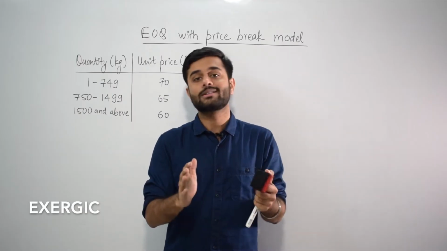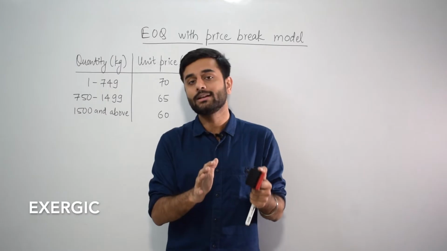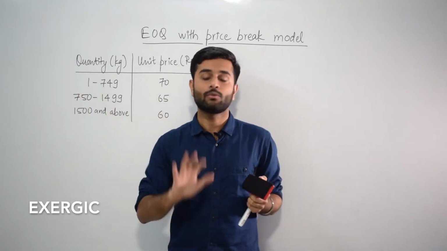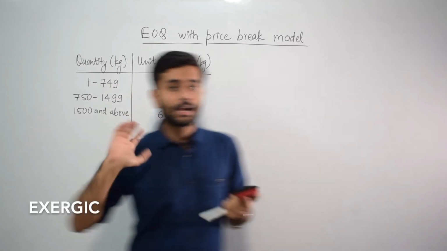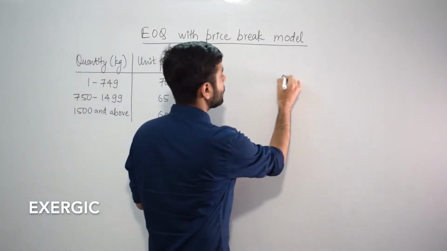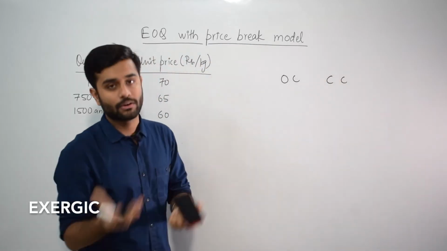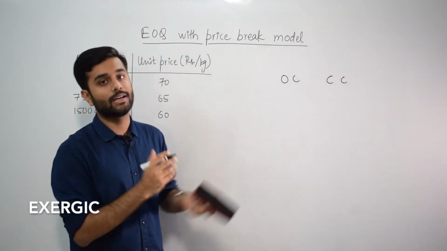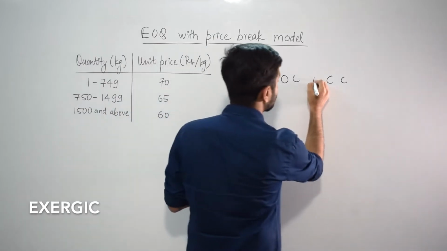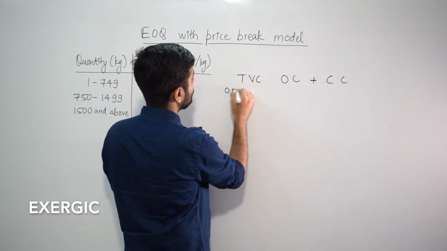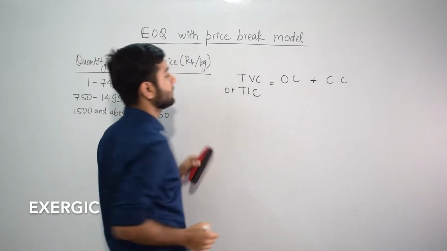Now this calculation is going to be a little bit different than the calculation that we have done in the earlier models. What have we done in the earlier models? In the earlier models, we calculated the ordering cost, we calculated the carrying cost, and if there was shortage cost and other costs, we calculated that. And those costs were added to get the total variable cost or total inventory cost, right?